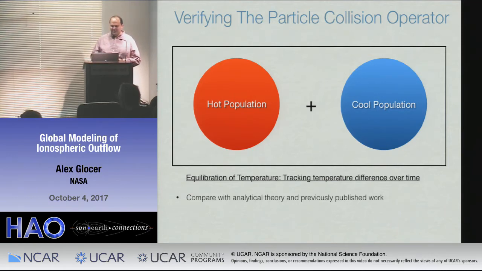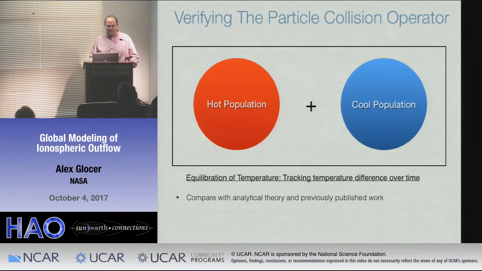There's a lot of good reasons for why this is a good verification problem. It's easy to understand, but more importantly, there's an analytical theory, an analytical solution to the problem that you can compare against. And that analytical solution is only valid in the short time regime when both populations can be described as roughly Maxwellian. But in the long time regime, there's a lot of previously published work that you can compare against directly. So you can compare both the long and the short time and be sure that you're implementing things correctly.